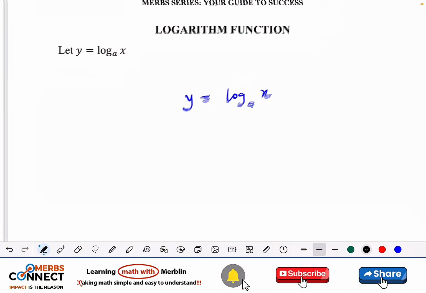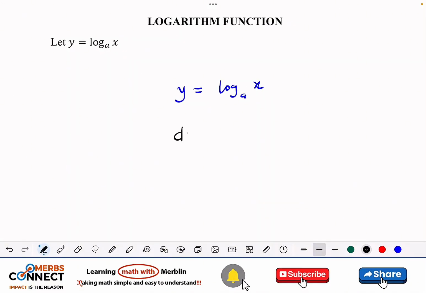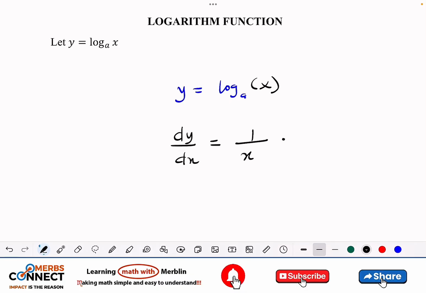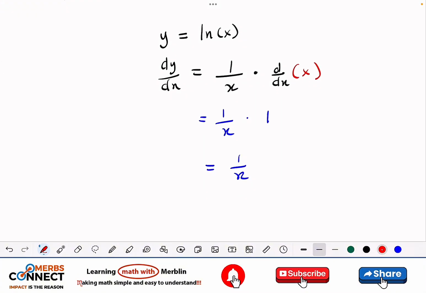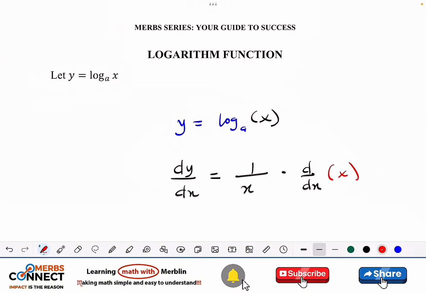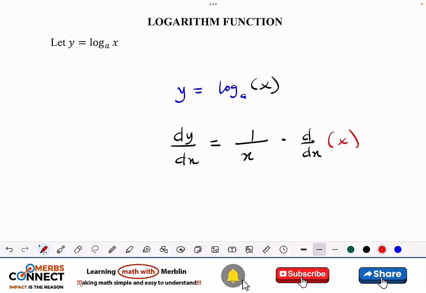Now when I differentiate this, what am I going to get? This is dy over dx, which is equal to, now let me put this one in parentheses so that I can use the idea of parentheses. This log goes with like the natural log, so it's like 1 divided by what is inside the parenthesis times the derivative of what is inside the parenthesis. So you see, this one is almost like this one.